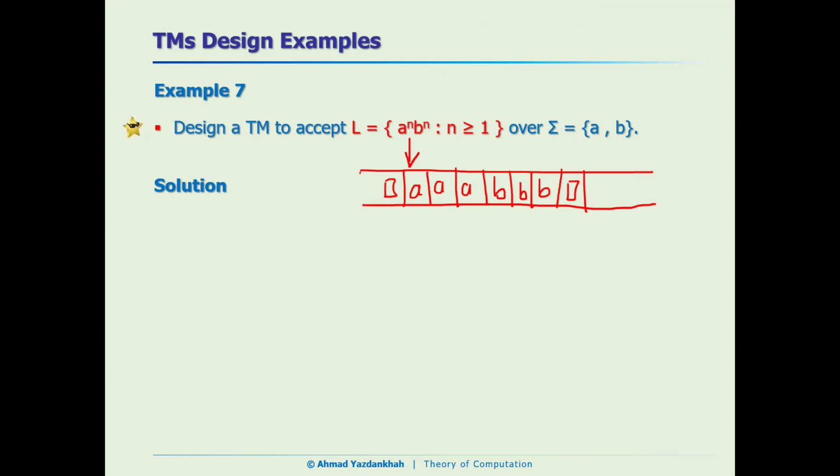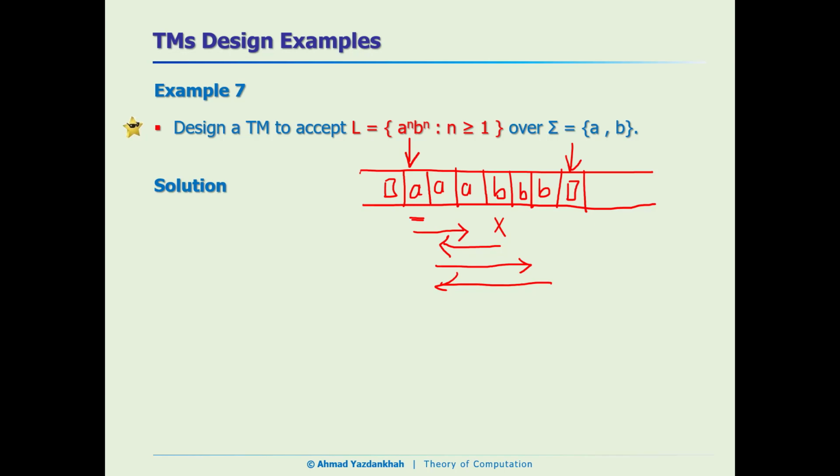The strategy is I read one A here, and then I move to the right to find a matching B for this A. When I find this B, I return back to find another A, and then I go to find another B for that, and so forth. It means that back and forth, I find one A and go to the right, find a B, and then go to the left, find another A until we are out of A's and B's. If this is the case, the cursor reaches here and I check whether it is blank, and then I accept the string.